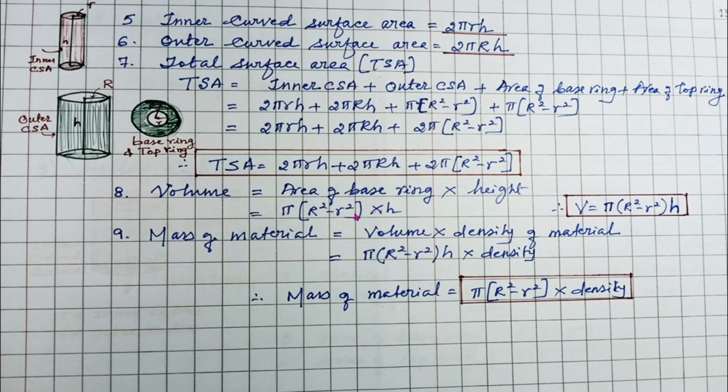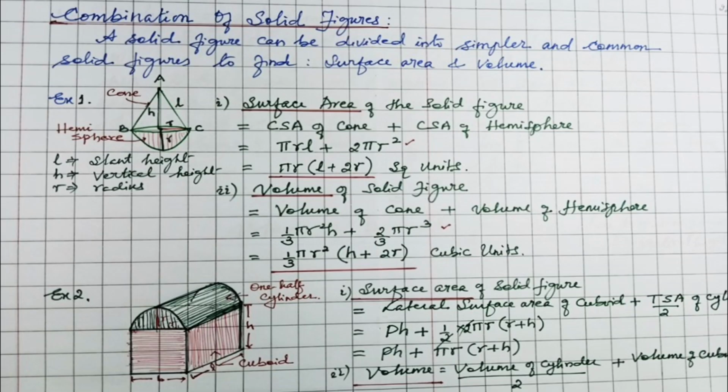We already know the volume of a hollow cylinder is the area of the base ring into height, that is pi (R square minus r square) into h, and the density of the material will be known to you. Depending upon the material, the density changes, and therefore when we multiply the volume of the hollow cylinder by the density of the material, we get the mass of the material. Generally, this is a question asked in many of the examinations on geometry.